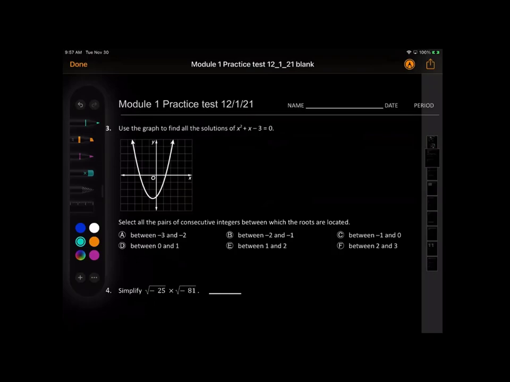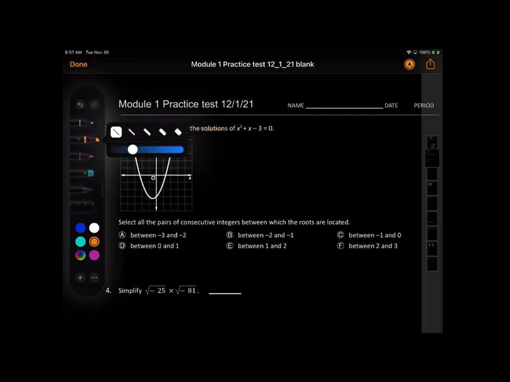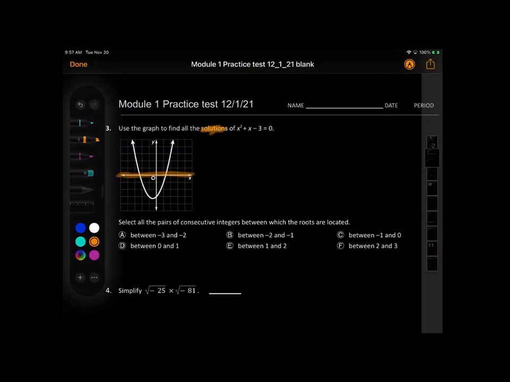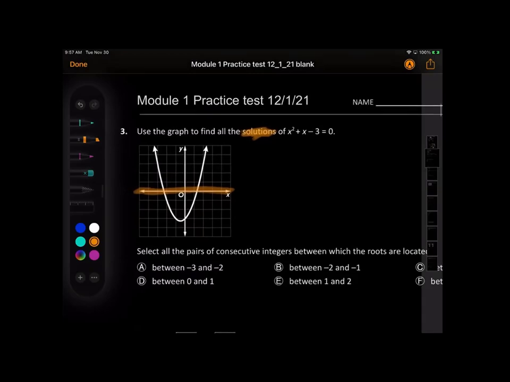Number 3, use the graph to find all these solutions. Solutions are basically anything that crosses the x-axis. Other words for solutions are x-intercepts. You'll see the word zeros, or also the word roots. So these are synonyms for anything that crosses that orange line. So they want to know basically, if I highlighted them, this point and this point.